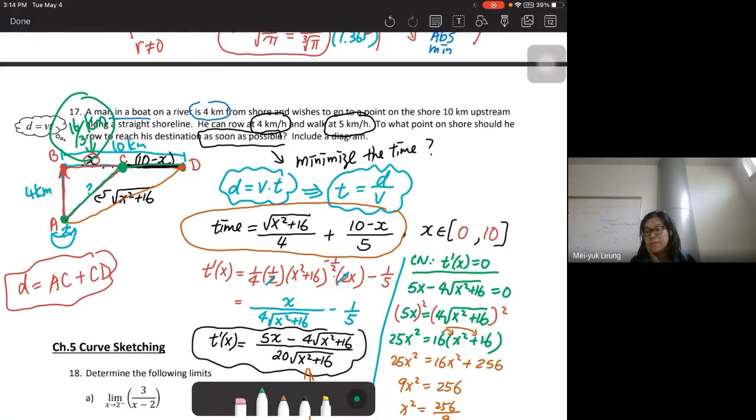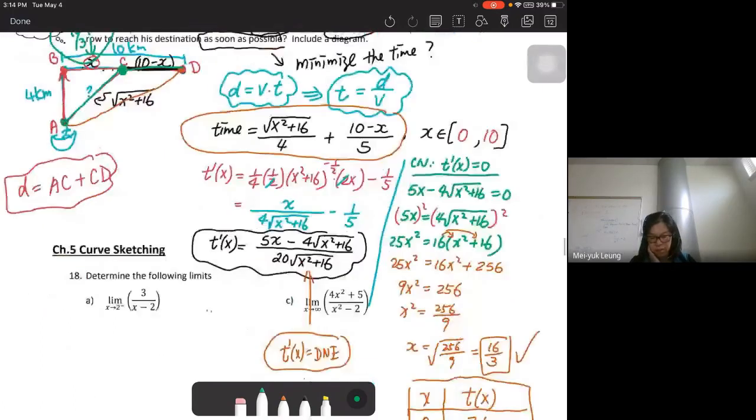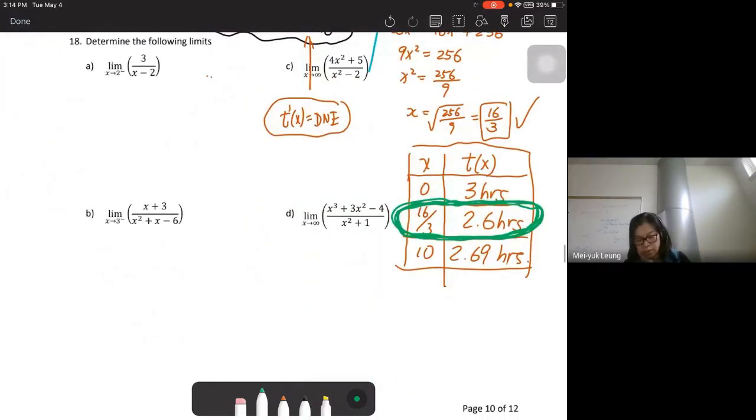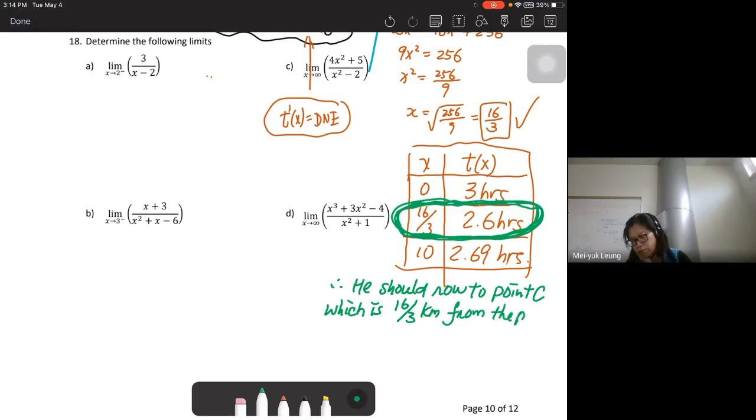That makes sense? Okay. So you can write the final statement, saying that he should row to point C, which is 16 over 3 kilometers from the point B. That makes sense?